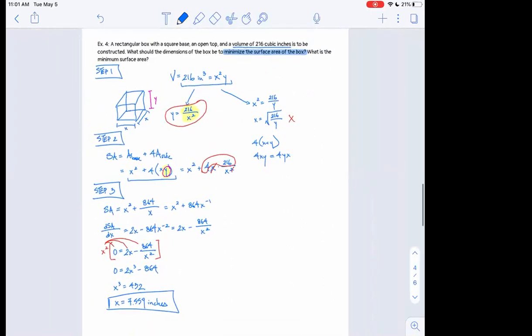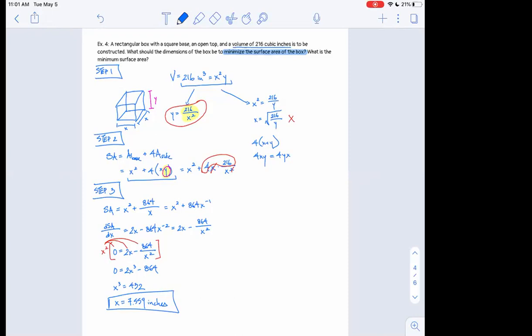Could you have just added the fraction to the other side, then cross multiplied? For sure, yes. I think I might do that in the video example, like this kind of question. So those are sort of two different strategies to work around. All right, so we get x equals 7.55 inches.